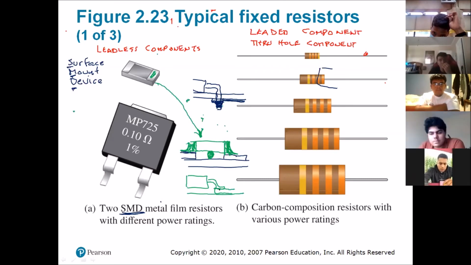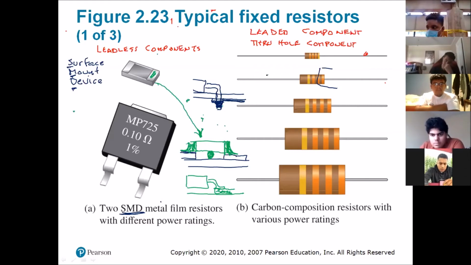Touches the copper. So the lead comes down and touches the copper. This is the copper, this is the lead. And again, we get that soldered on there. So there's no through hole. It's mounted on the surface of the circuit board, hence surface mount. More and more they're going towards surface mount.